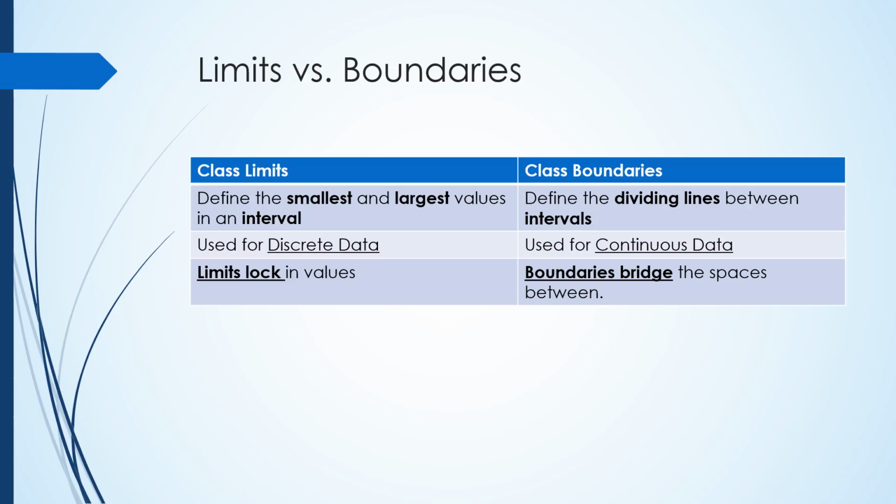So, how can we remember the difference? Just remember, limits lock in values. They define the exact range for each interval. Boundaries bridge the gaps. They help continuous data flow smoothly from one class to another. That's it. Class limits lock the values in, while class boundaries bridge the gap between the spaces.